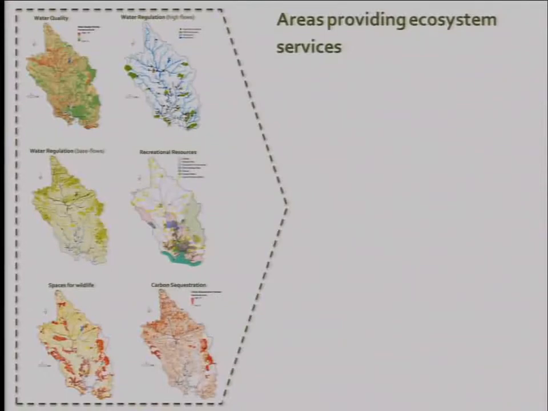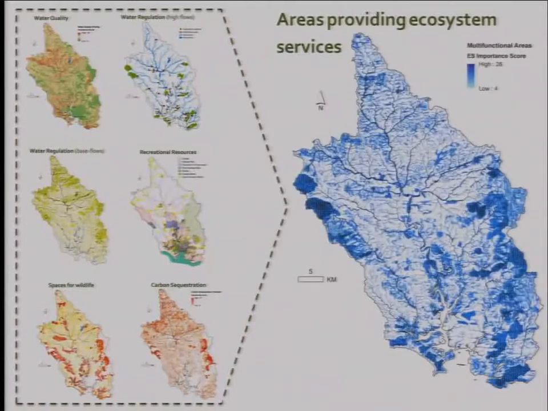So by mapping some of these various ecosystem services that you saw earlier, we can actually identify areas in the catchment that are important for producing drinking water, that are important for slowing down water as it enters the system and preventing flood, but also storing water and releasing it slowly to help prevent drought. We can map areas that are important for carbon sequestration. All of these can be brought together, and we can identify areas that produce multiple benefits.